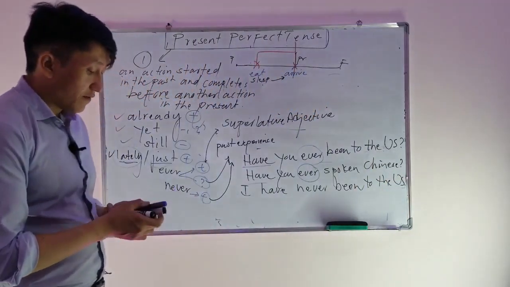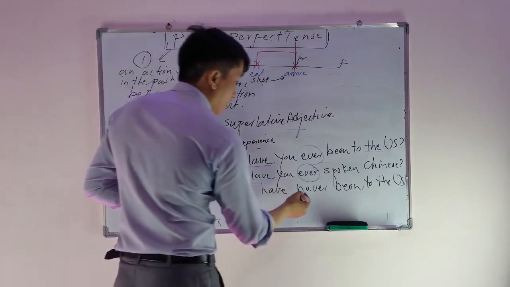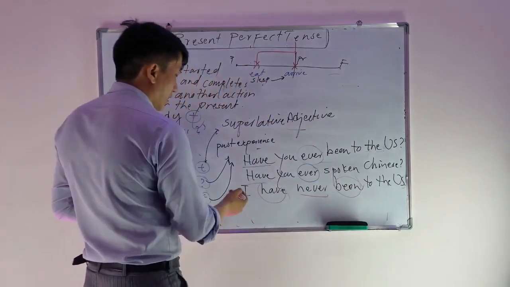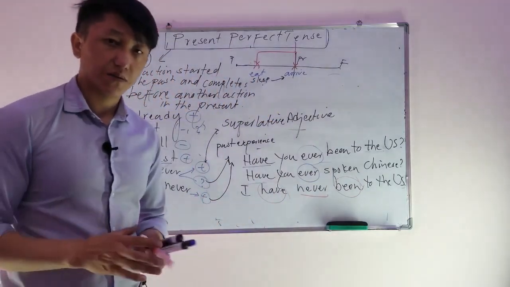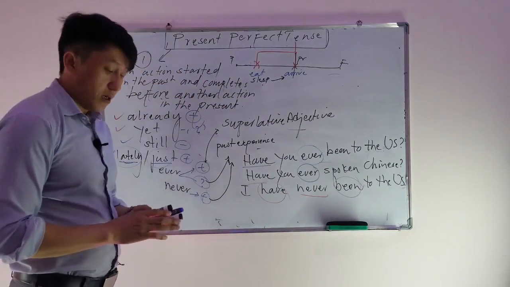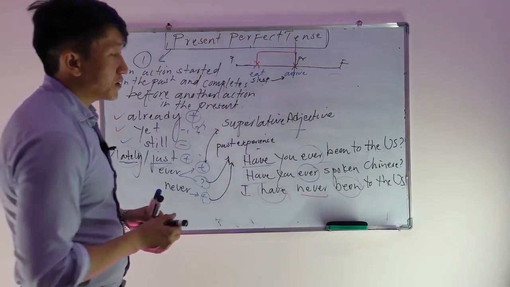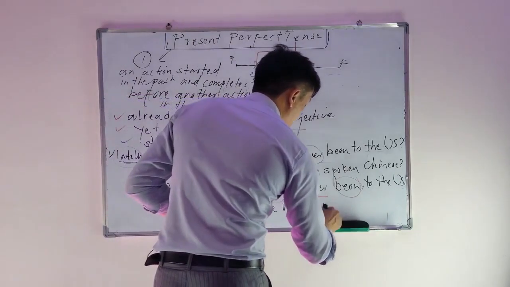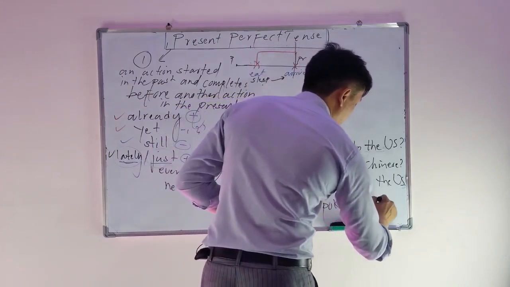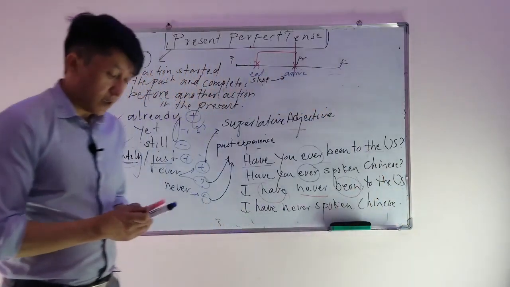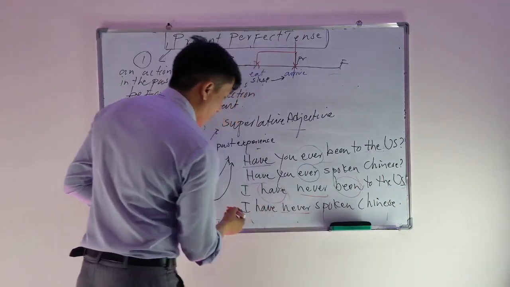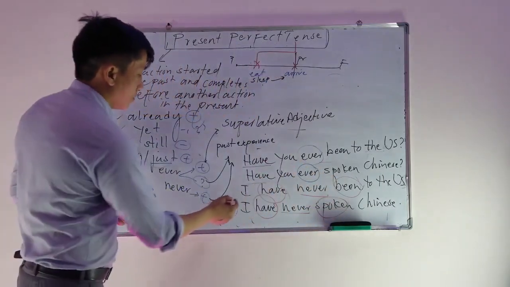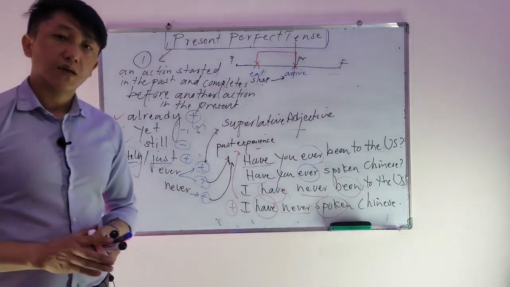Here we have never after the auxiliary verb, before the main verb. We use never, and it shows the past experience. It means I don't have the experience. I have never been to the US. Or for the next question, have you ever spoken Chinese? We can say, no, I have never spoken Chinese. Here I used never with a positive sentence because itself is negative, after the auxiliary verb, before the main verb, to talk about past experience. I don't have the experience.